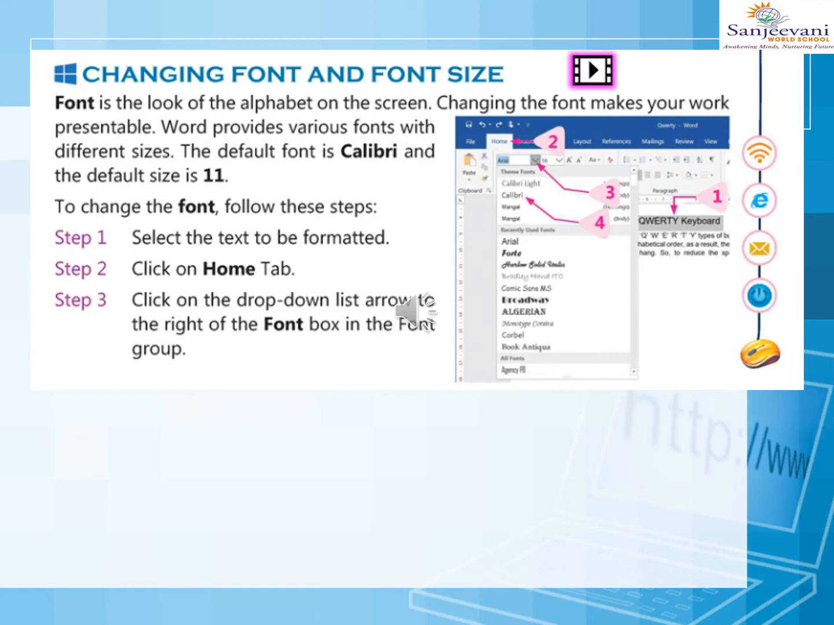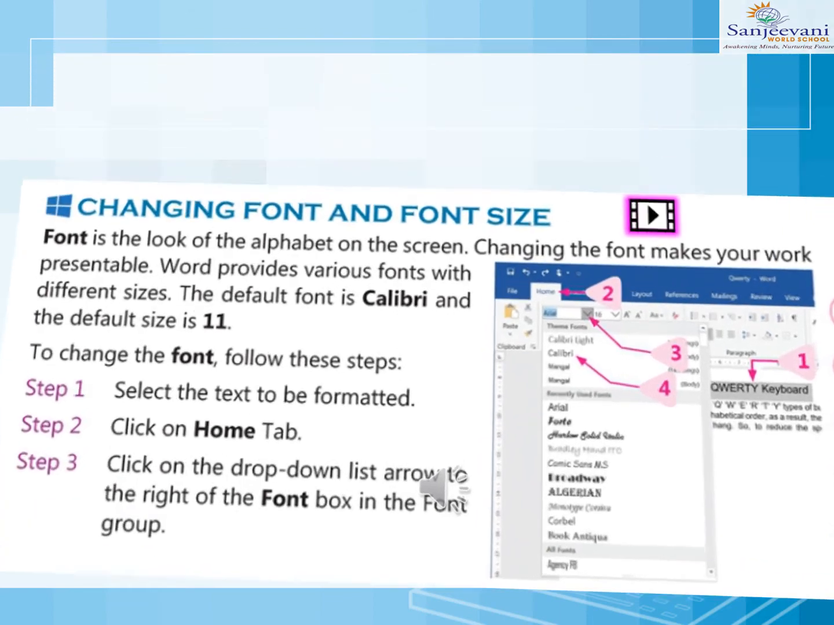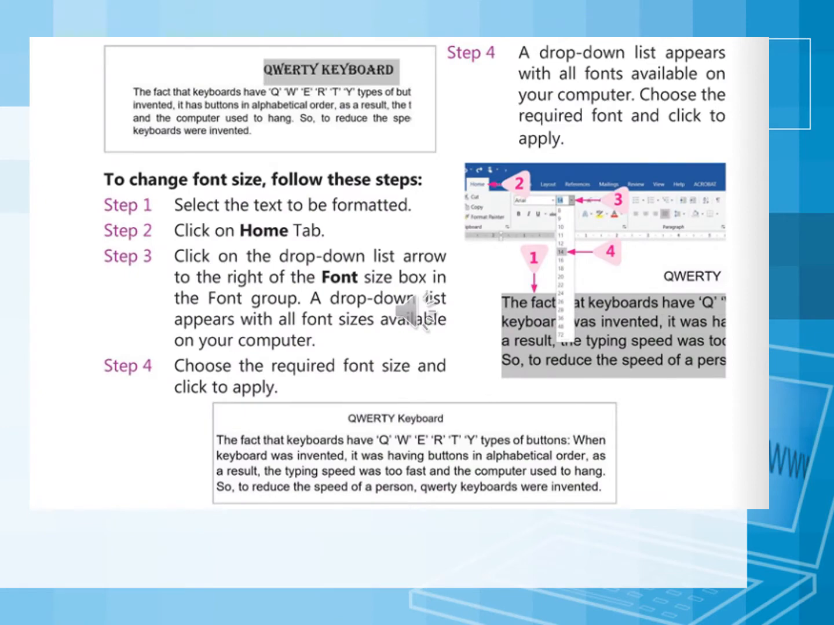We will select the text to be formatted. We will go in Home tab. After that, we will click on the drop-down list arrow to the right of the font box in the font group. A drop-down list will appear. We will choose the required font and click on apply.